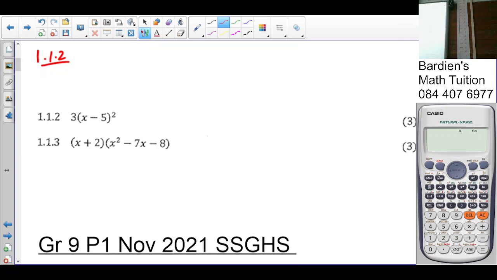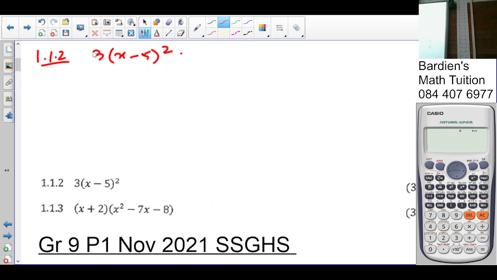Okay, let's hope that is in order. So in 1.1.2 we have 3 into x minus 5, all squared. So what do we do here? Write it out twice. So it's 3 into x minus 5 times x minus 5. We multiply out the brackets first. I know some of you, when I saw your books yesterday, multiplied the 3 in. You can't do that, because of that exponent on the bracket.